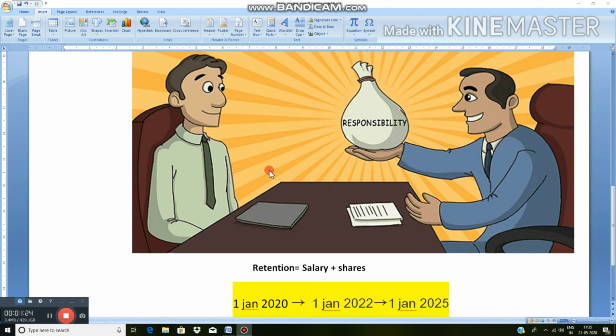So from the company's point of view, from the employer's point of view, it is a very challenging situation to retain talented employees, because a good company is good only when its employees are skilled. So in order to retain its employees, the company offers a salary plus shares. Again I repeat, for retention purposes the company offers its employees salary plus shares.